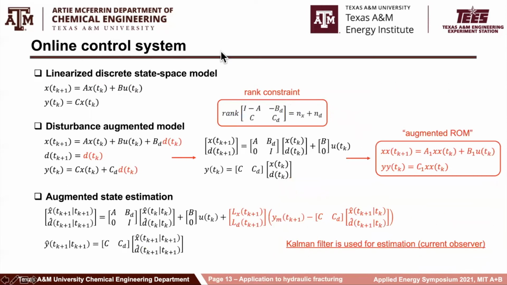For the online control system, to reject the plant model mismatch and unknown disturbances, we augmented the system state with an additional integrating disturbance vector D. Note that the BD and CD matrices should be chosen carefully to satisfy this rank constraint. This so-called augmented reduced order model is used in the optimal control problem instead of our original one. Besides, the Kalman filter is used as a current observer to estimate both the system states and the disturbances utilizing the available measurements.